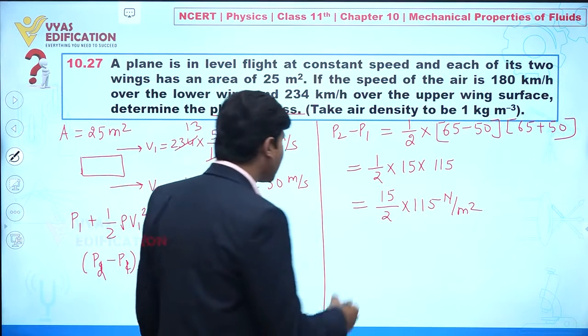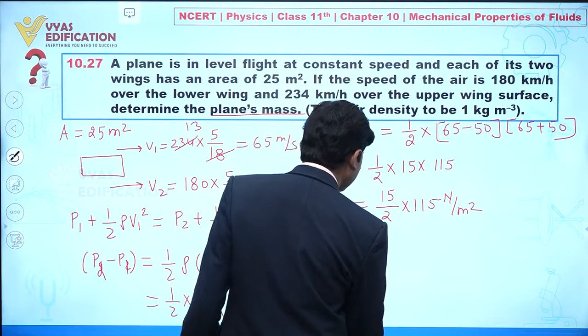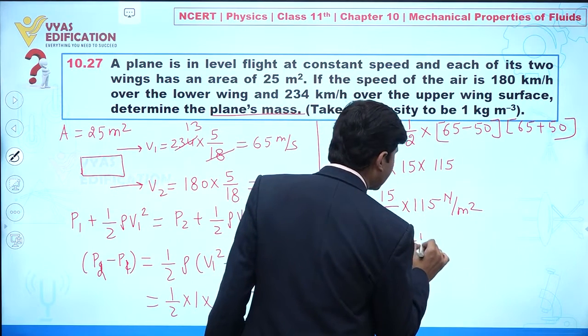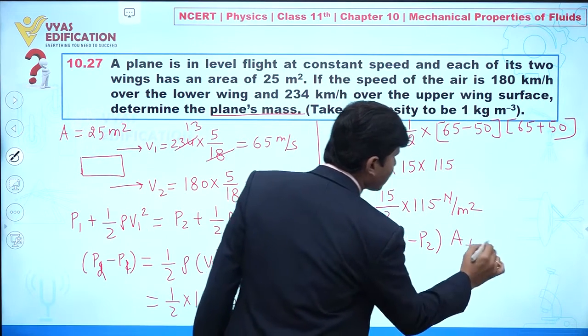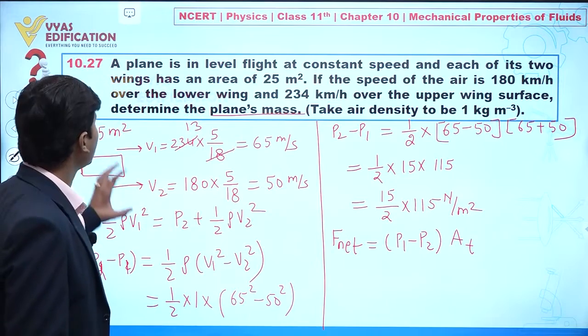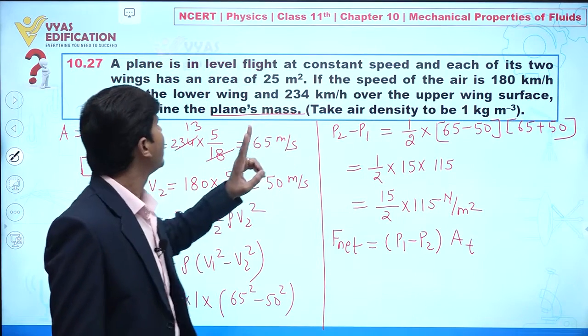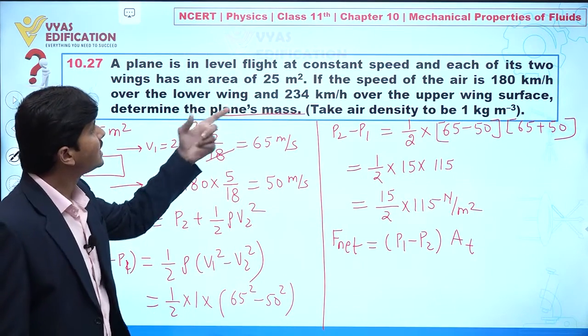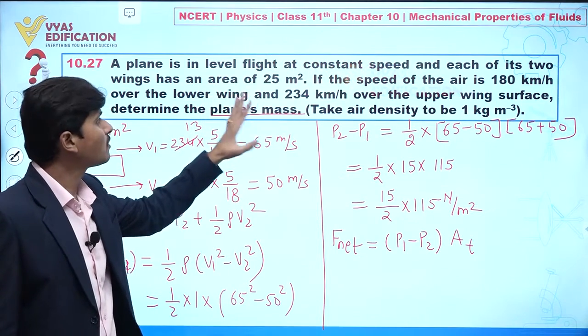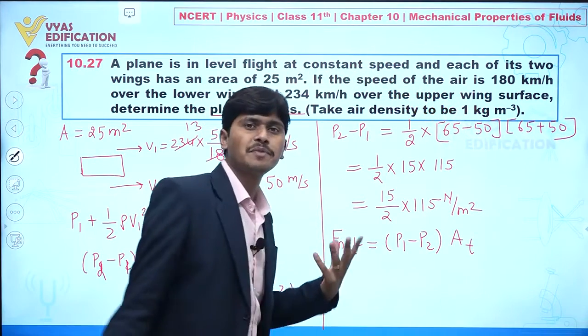Now can we calculate the net force acting? Yes, net force is P1 minus P2, and we multiply it with the total area. Here we have two wings, and each of the two wings has an area of 25. So what is the total area? That is 50 meter square.